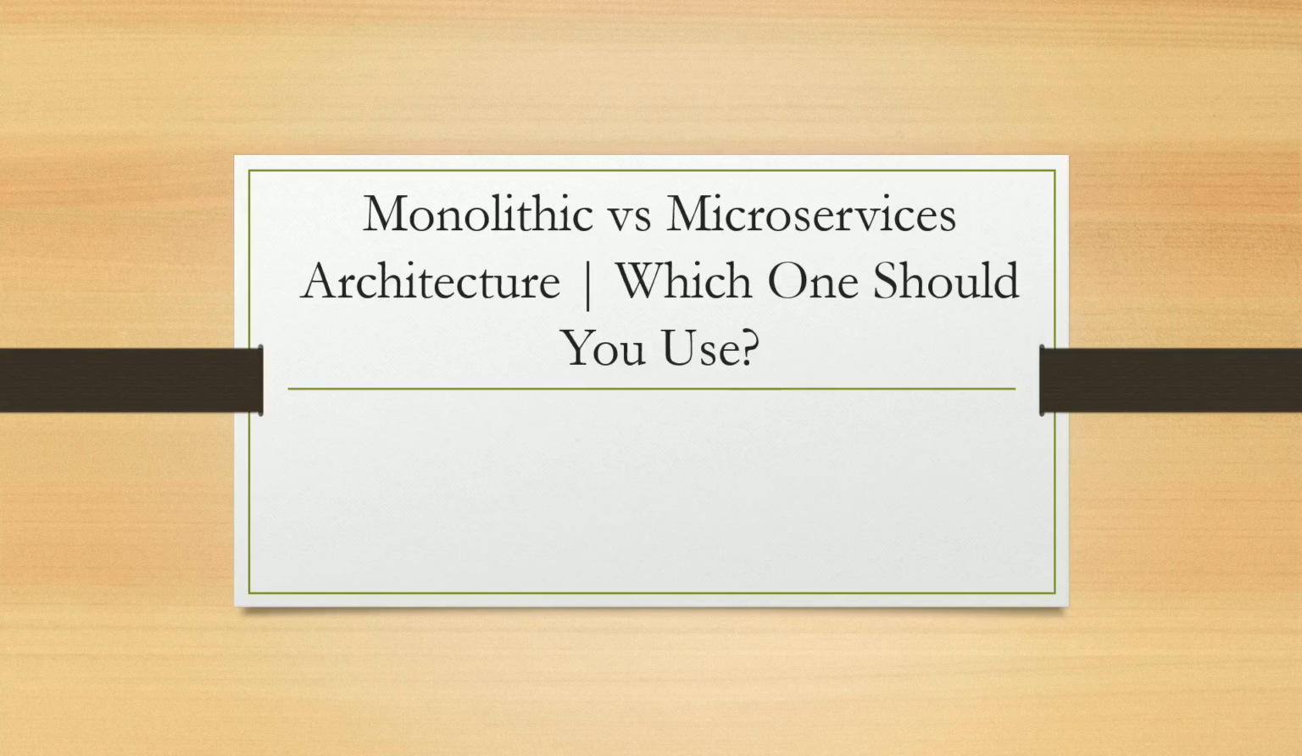In this video, I am going to explain monolithic versus microservices architecture and which one you should use. Have you ever wondered how applications like Netflix, Amazon and Uber handle millions of users every day? Behind these applications, there is an important architecture decision. Should you build your application as a monolith or use microservices?